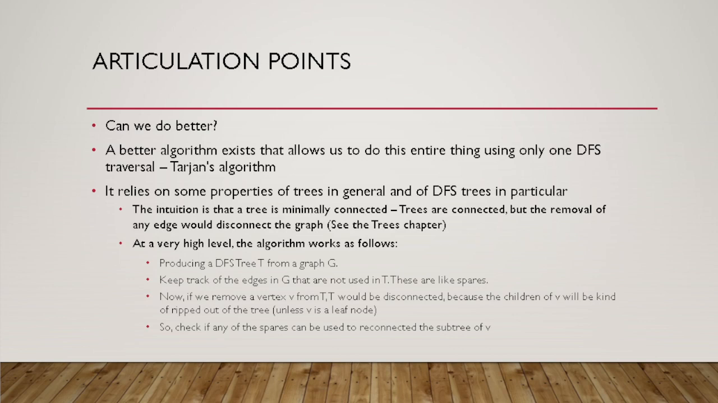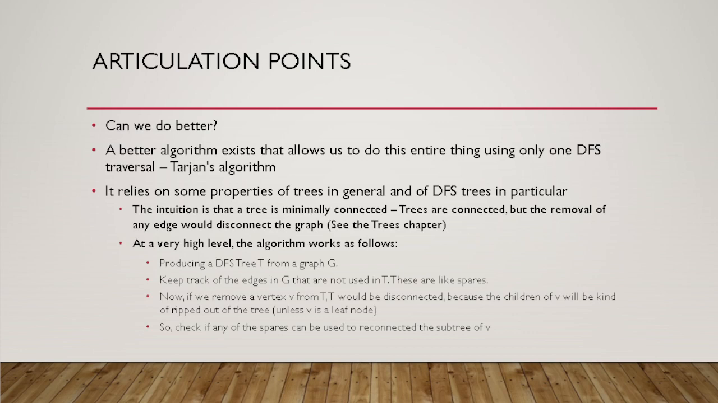The idea is that we're talking about connectedness, right? And we know that a tree is a sort of minimally connected subgraph of a graph. Trees are connected, but if you remember from the trees chapter, removing any edge would disconnect a tree. So trees are connected, but very precariously so. There are no cycles or anything like that.